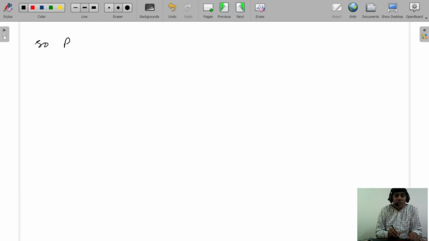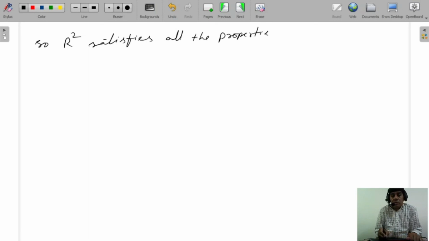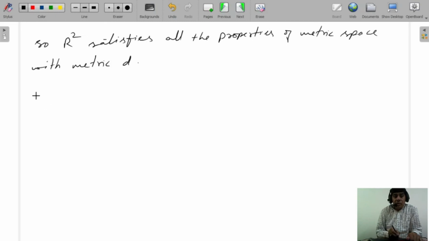So R square satisfies all the properties of metric space with metric d. Hence (R square, d) is a metric space.